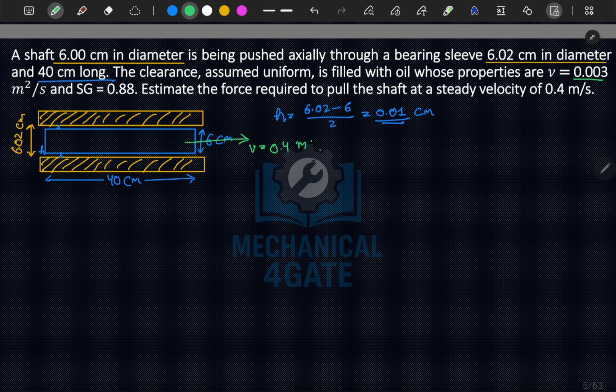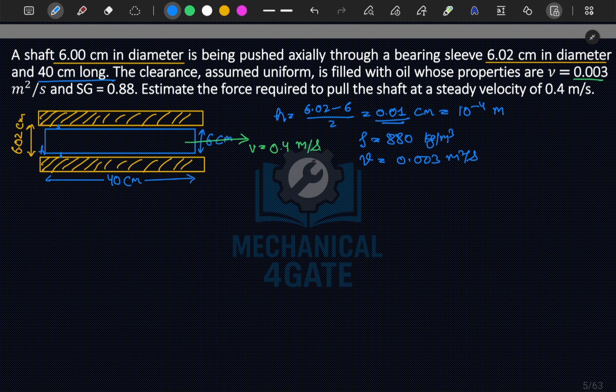The specific gravity is given, so we can write the density of the fluid is equal to 880 kg per meter cube. And your nu is given as 0.003 meter square per second. We can write h as 10 to the power minus 4 meter. It is 10 to the power minus 2 centimeter, and to convert it into meter we have to multiply by 10 to the power minus 2 again. So this is your result.